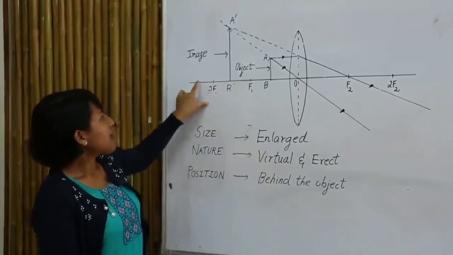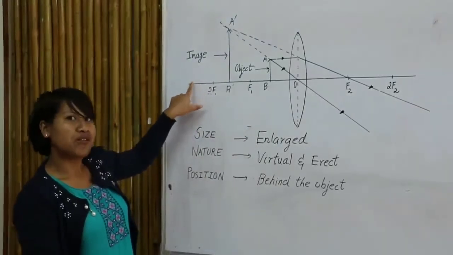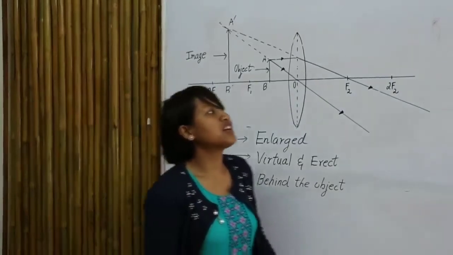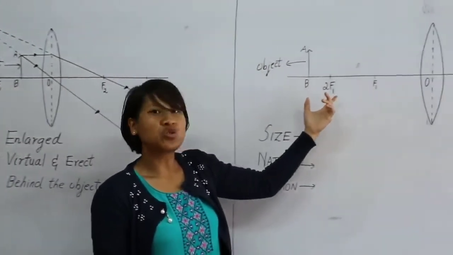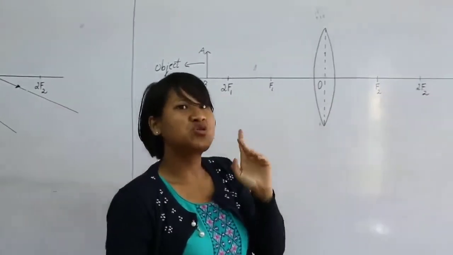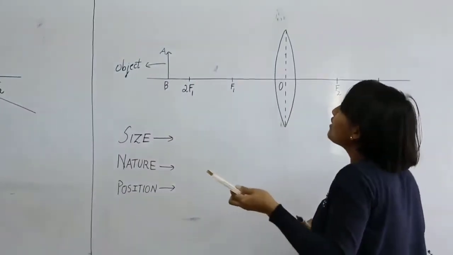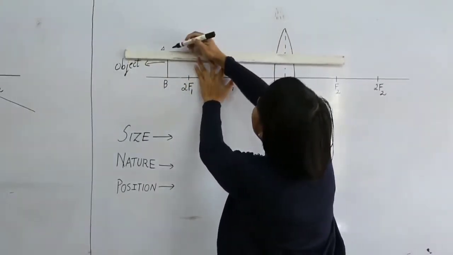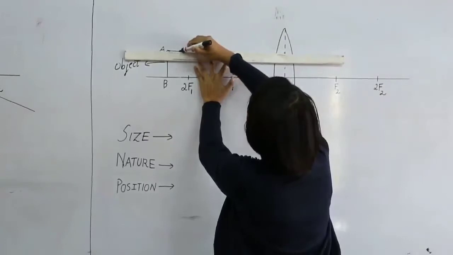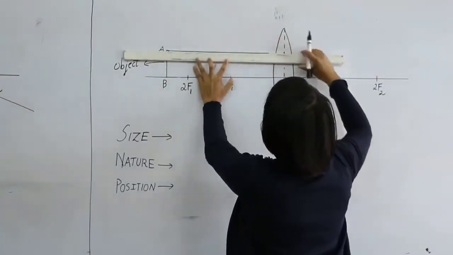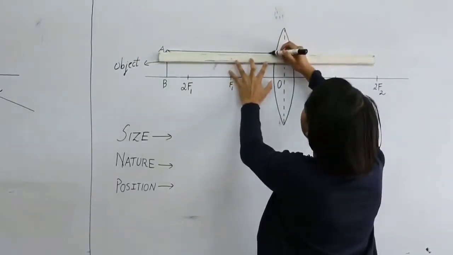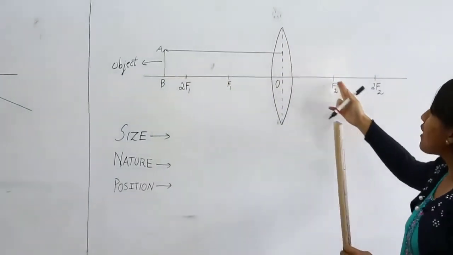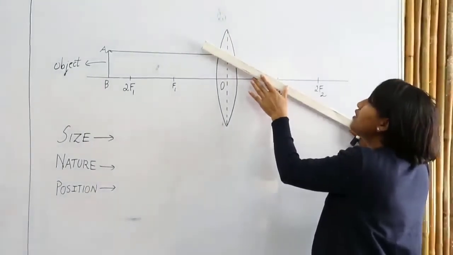Then I'll place the object beyond 2f1. So let's draw the ray diagram when the object is placed beyond 2f1. Consider the two rays. There is the parallel ray of light, so draw the parallel ray of light. And then, according to the first rule, this will pass through the second principal focus.